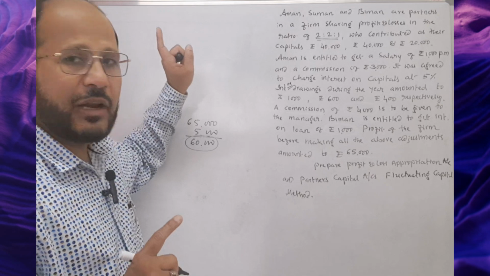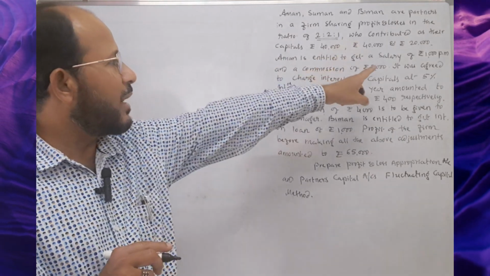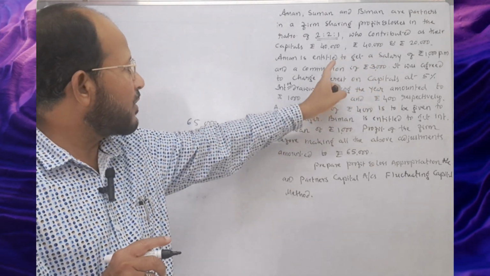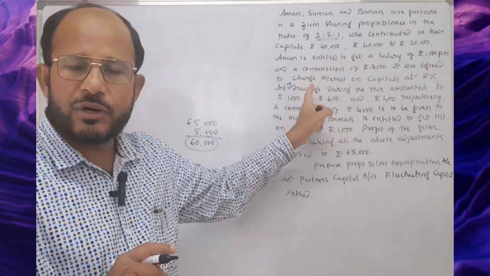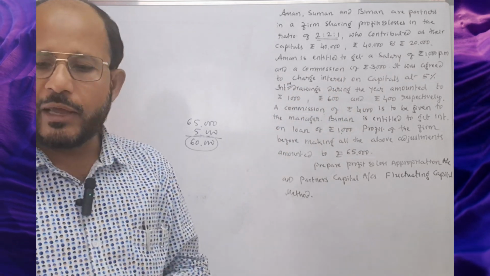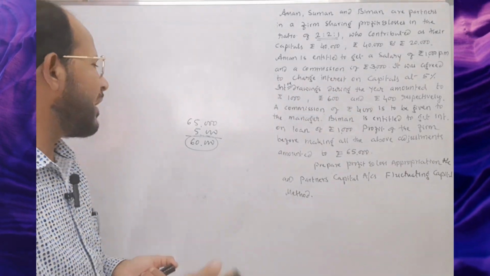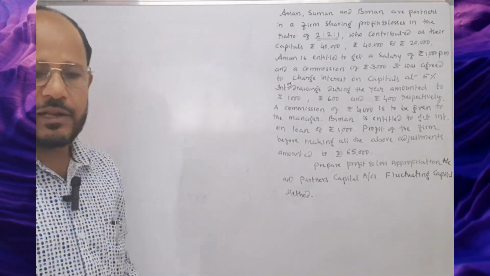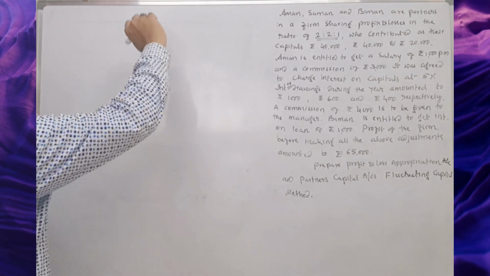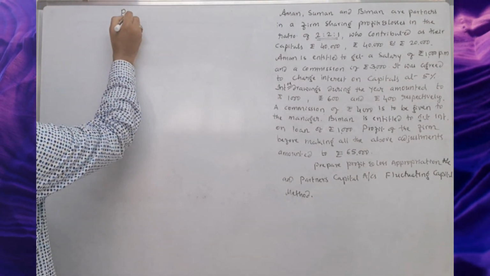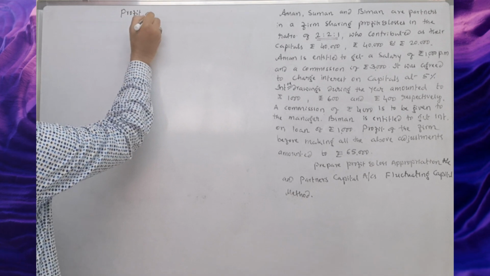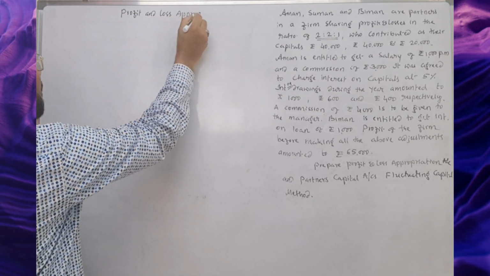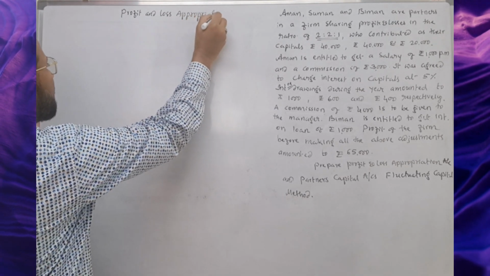Then again in the profit and loss appropriation account we have to make the adjustments like salary of the partner, commission of the partner, interest on capital, interest on drawings, etc. Then at the end we get the net result of the business that is transferred to partners' capital accounts in their agreed ratio. Okay, let us prepare profit and loss appropriation account.